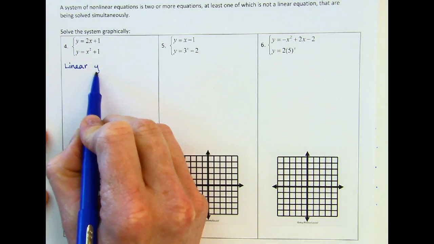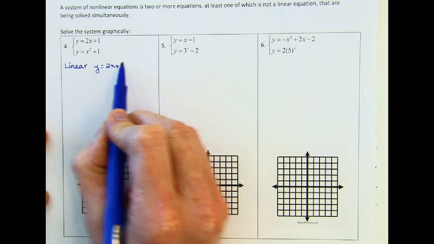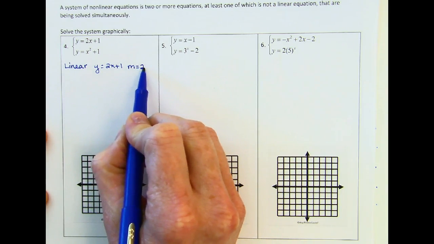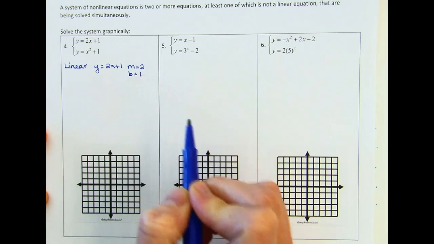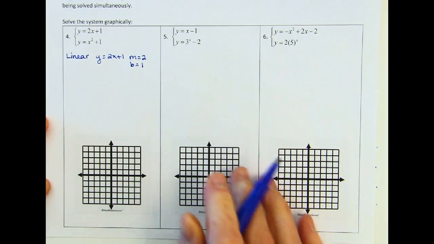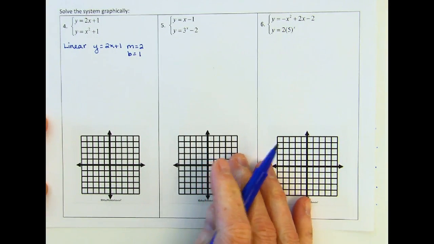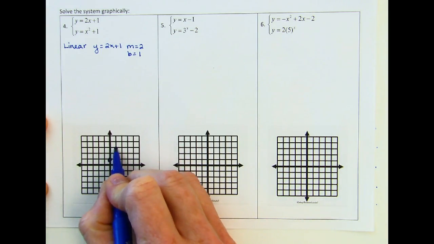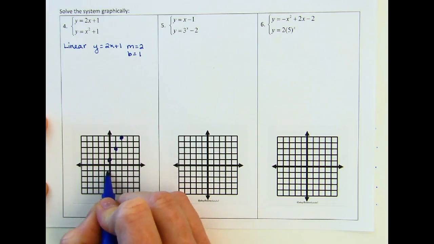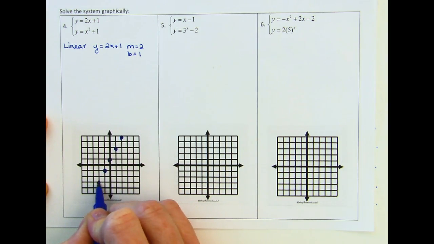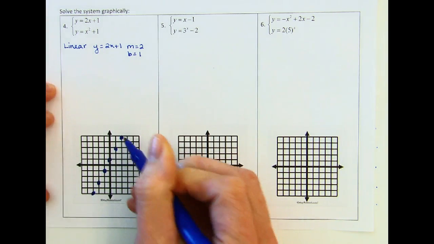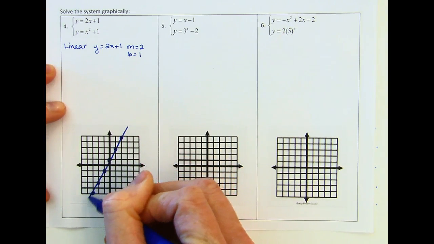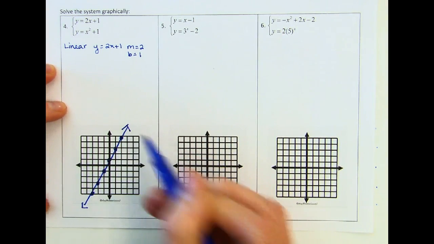So we've got y equals 2x plus 1. We have a slope of 2 and a y-intercept of 1. And you all know how to graph that. So let's come down to the graph. Let's graph 1. Go up 2 over 1. Keep doing that process to get a good picture of a line. We need to be neat while we're working these. So there's the first line.